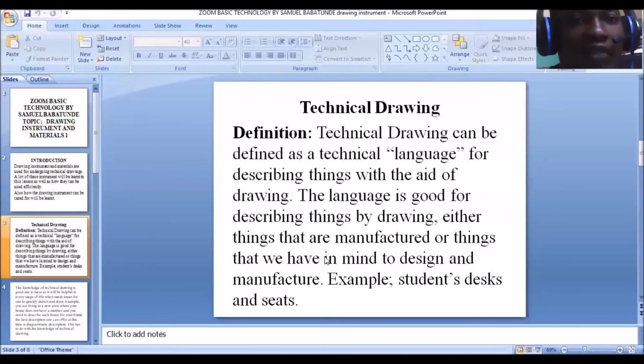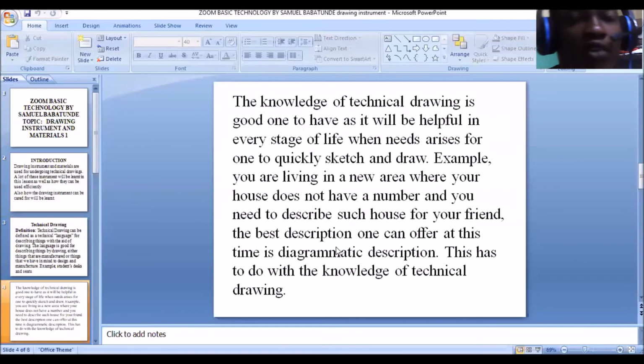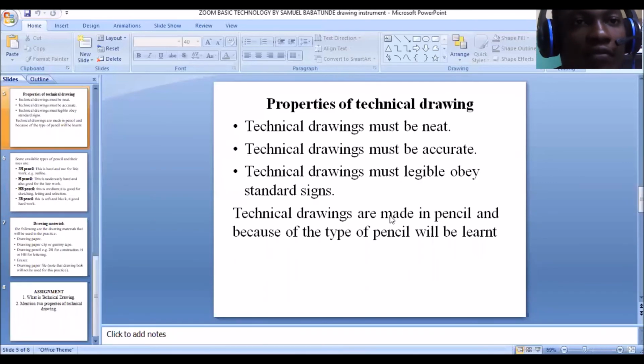Take for instance, maybe you are living in a particular place where your house does not have a number and you want to describe your house to your friend. How do you describe this? You describe this using a technical drawing, because a technical language, you put it into drawing. And it is now possible for your friend to locate your house. So the knowledge of technical drawing is a very, very good one and very, very important one today in the society.